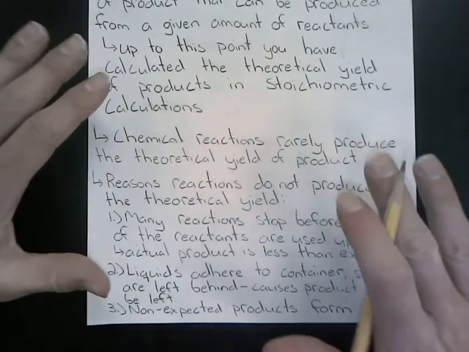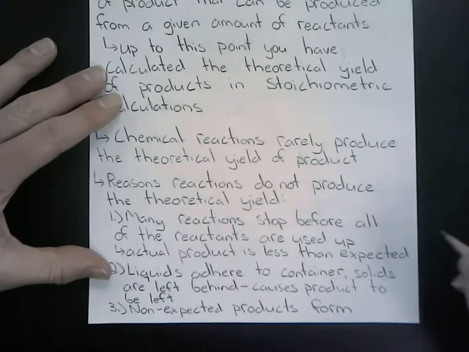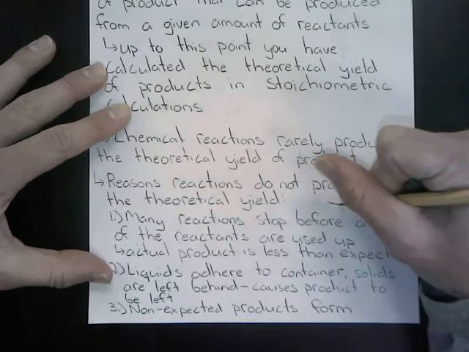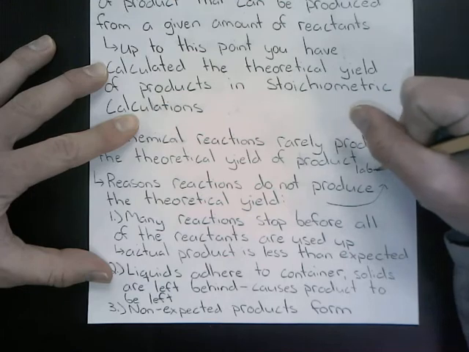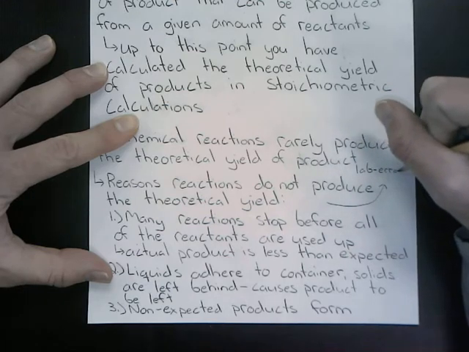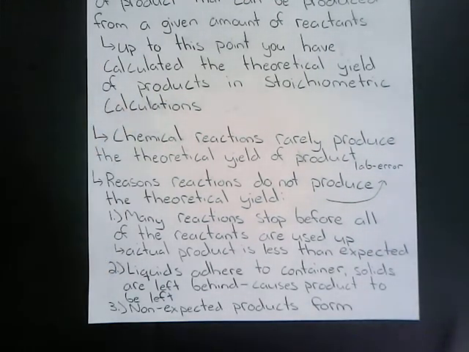Now, this can all be summed up by one general word, and that is lab error. Okay? So something went wrong in the reaction, and that's why we do not produce that theoretical yield. Rarely do we ever get to have a yield that matches that theoretical yield.